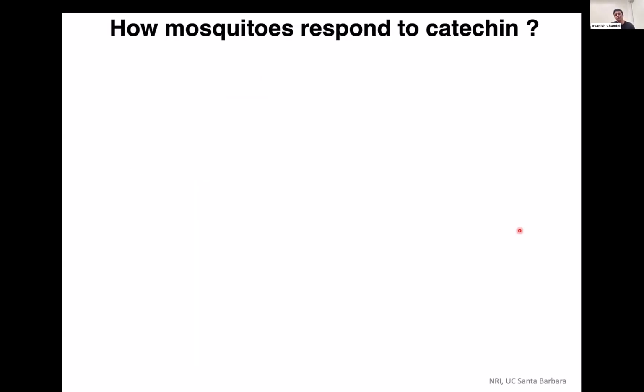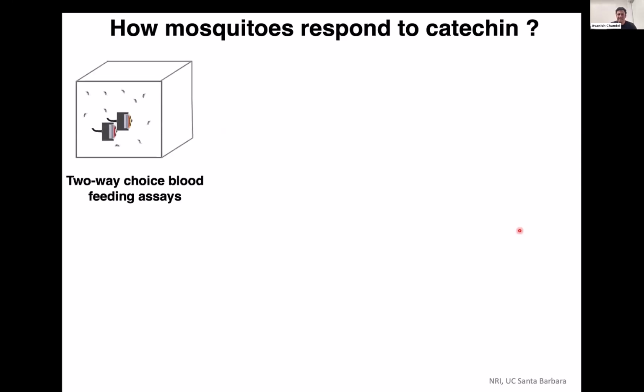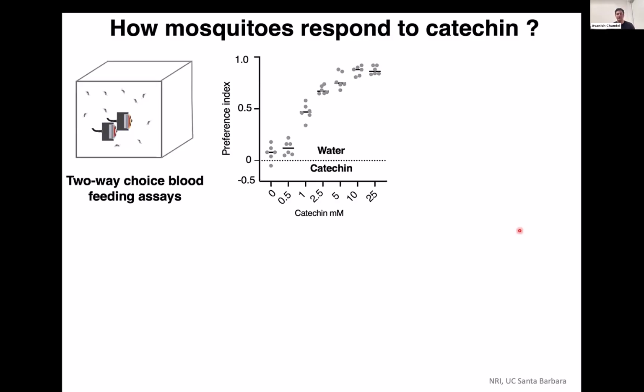Now we wanted to test how mosquitoes respond to catechin in behavior assays. So we designed this two-way behavior assay. In this setup, we placed 40 female mosquitoes in the cage and offered them a choice between two blood feeders. One is coated with water as a control, and the other is coated with varying concentrations of catechin. To score the mosquitoes, we add a fluorescent dye in the blood to score them after the feeding assay is done. And we found that the mosquitoes began avoiding catechin at relatively low concentrations, specifically beyond 2.5 to 5 millimolar concentration. Mosquitoes were totally avoiding the blood on the catechin side.